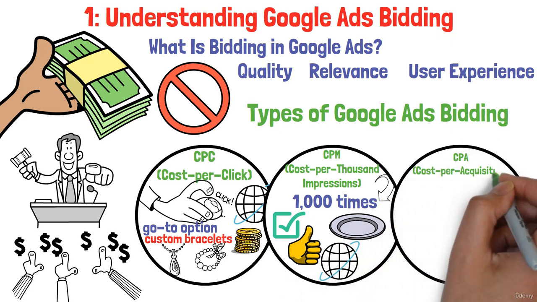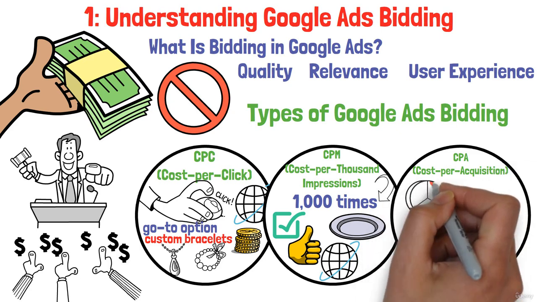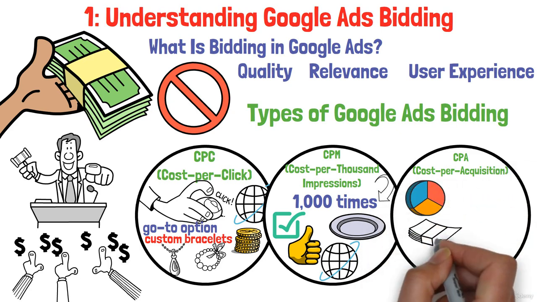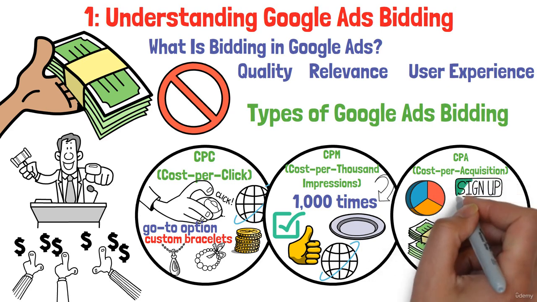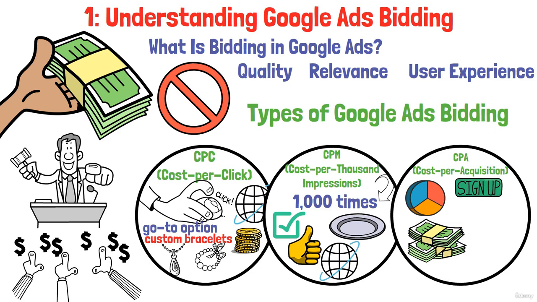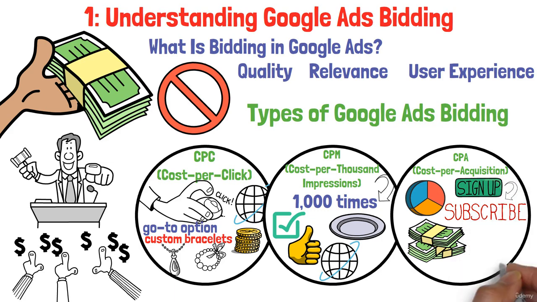3. CPA, cost per acquisition. This model is all about results. You pay when someone takes a specific action on your site, like signing up for a newsletter or completing a purchase. Example, let's say you're running an ad campaign for a software subscription. With CPA, you only pay when someone not only clicks on your ad, but also signs up for the free trial or buys your product.